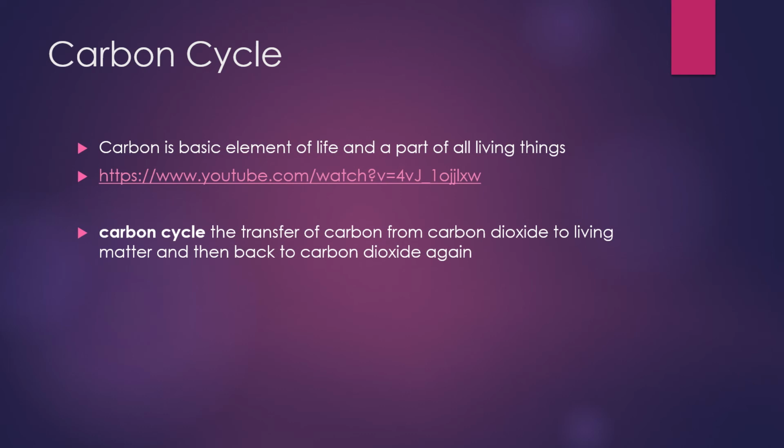The carbon cycle is a transfer of carbon from carbon dioxide, I forgot to mention that carbon is stored in the atmosphere as CO2, to living matter and back to carbon dioxide again. And how do we return carbon dioxide back into the atmosphere? Well, when we eat that carbon, we respire. Through cellular respiration, we return CO2 into the atmosphere.